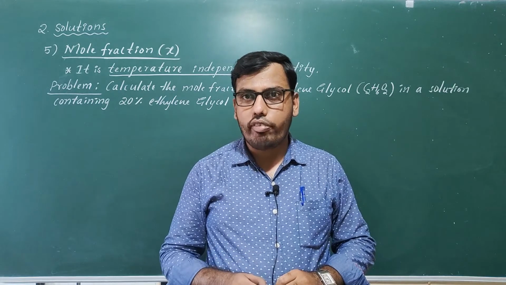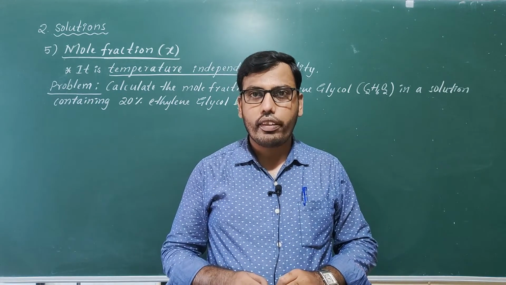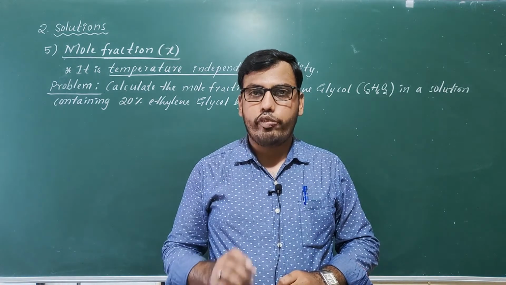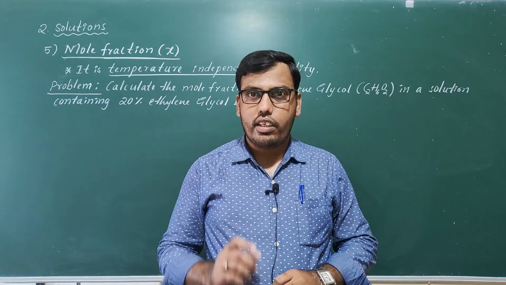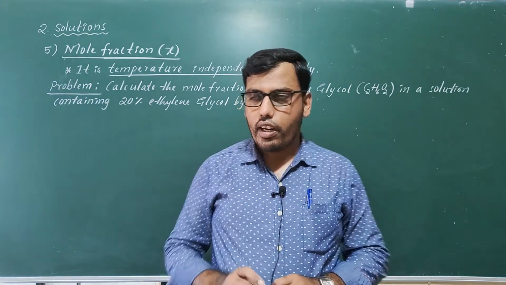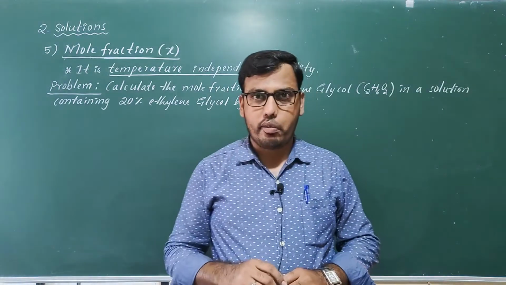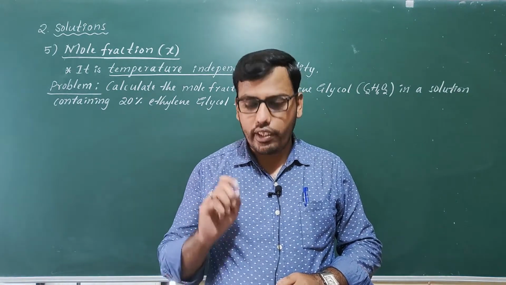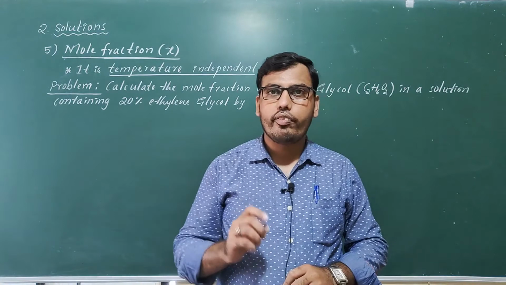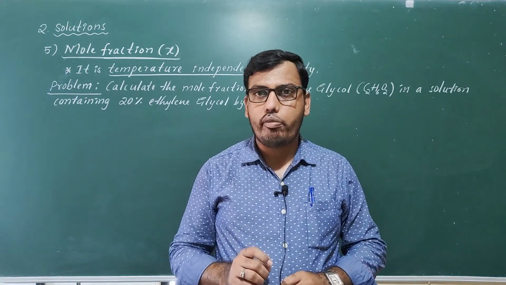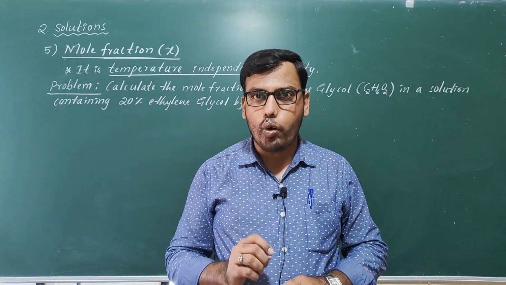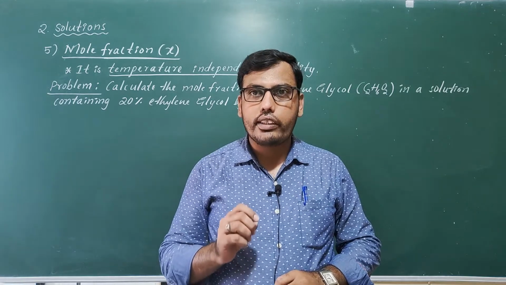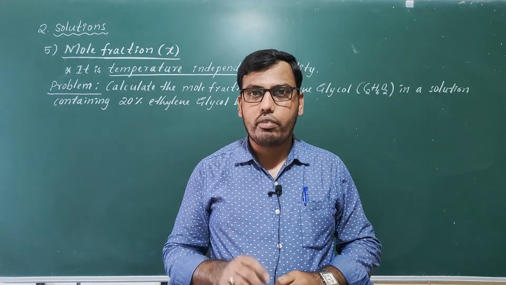Directly, the number of moles of ethylene glycol is not given. So first we will calculate the number of moles of ethylene glycol, and the other component is water here, because we are preparing the solution in water. So we have to calculate the number of moles of ethylene glycol as well as the number of moles of water. In order to calculate the number of moles, we need to know the mass and molar mass given.